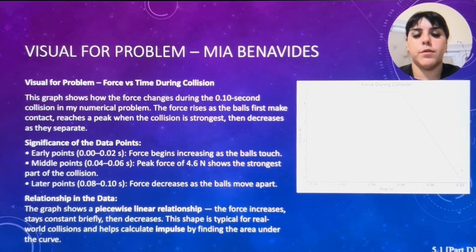Visual for problem, force versus time. This graph shows how the force changes during the 0.10 second collision. The force rises when the balls first touch, reaches a peak during the strongest part of the collision, then drops as they separate.